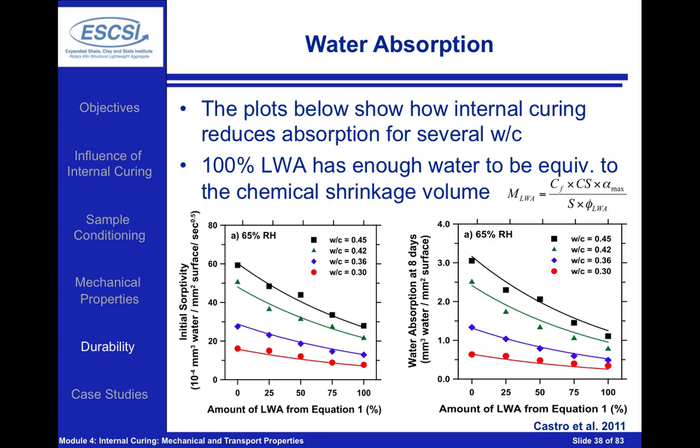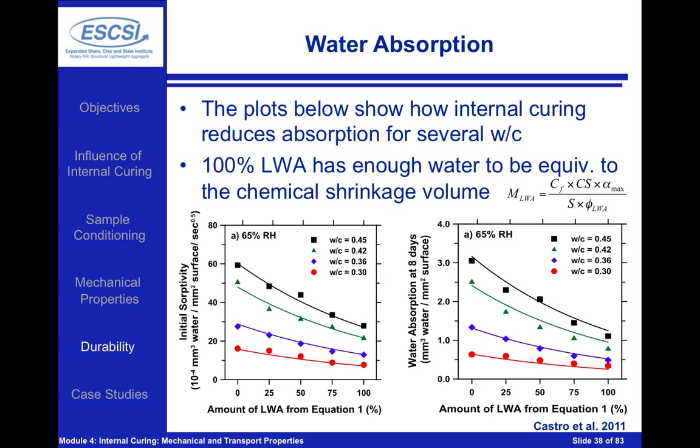So what we can look at here is some plots of how the water gets absorbed into concrete for different water to cement ratios, shown here as low water to cement ratio being the red case of 0.3, all the way up to 0.45. Shown here are the black dots, and the x-axis on these axes will essentially say how much lightweight aggregate is being used to internally cure the concrete.